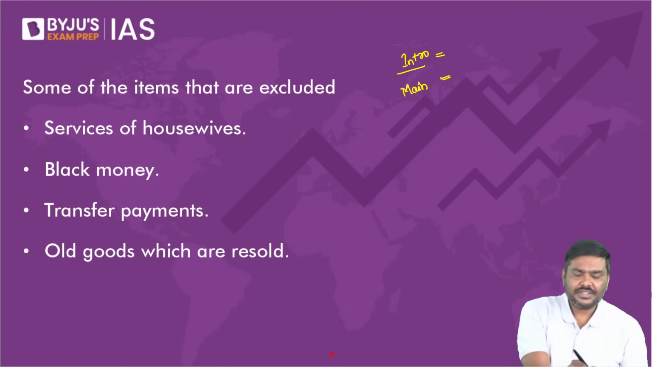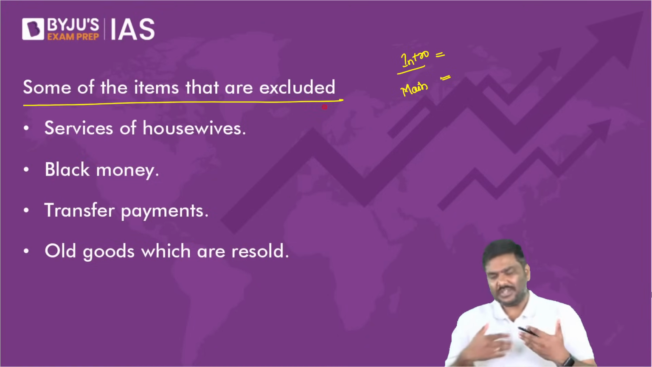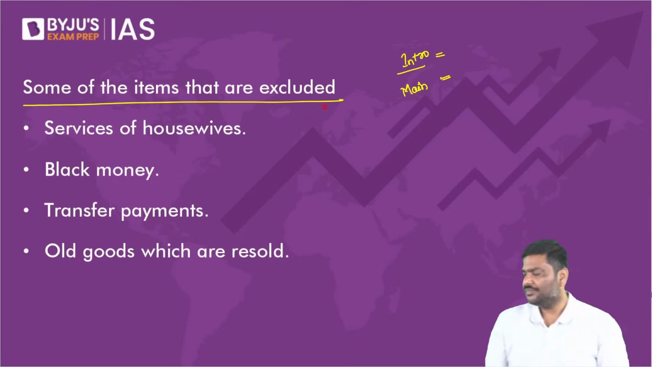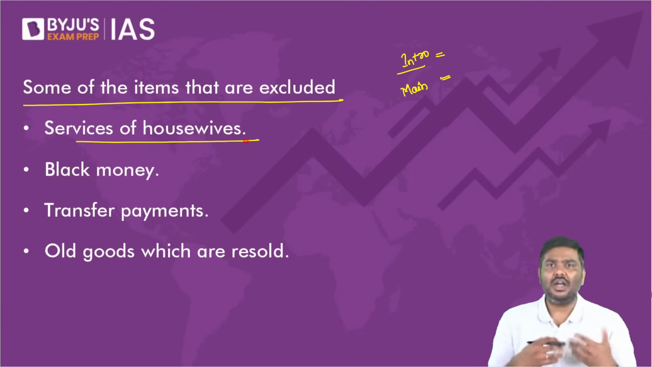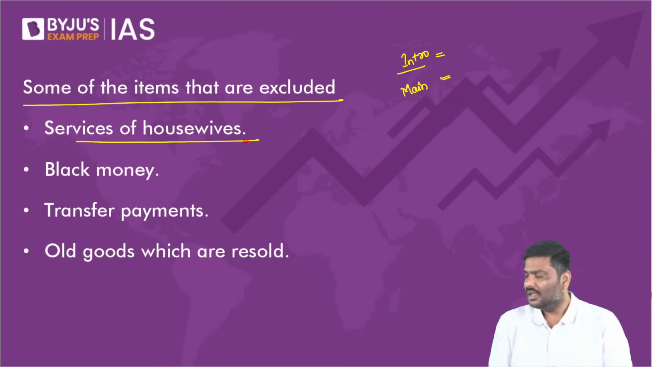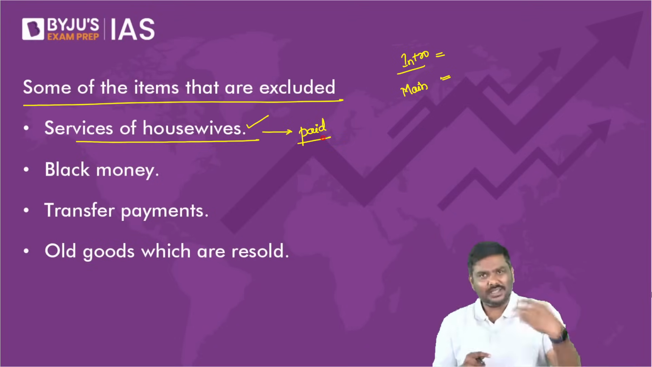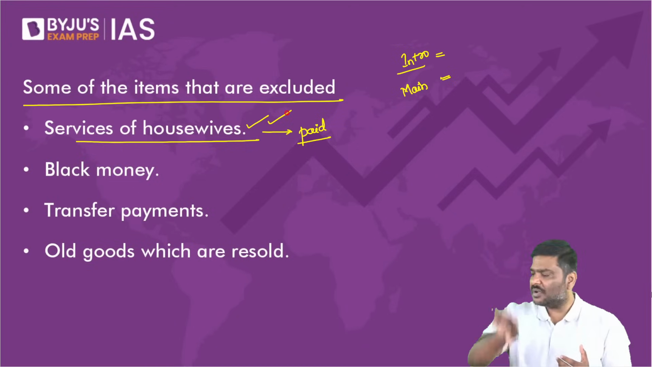Okay, now, next. Some of the items that are excluded in the calculation. Some of the items which are not included in the calculation are: one, services of the housewives. Why are the services of the housewives not considered? The argument is simple. The services of the housewives are not paid. Whatever services are provided by the housewives, money is not paid for them. That is the precise reason. We cannot count the services provided by the housewives.